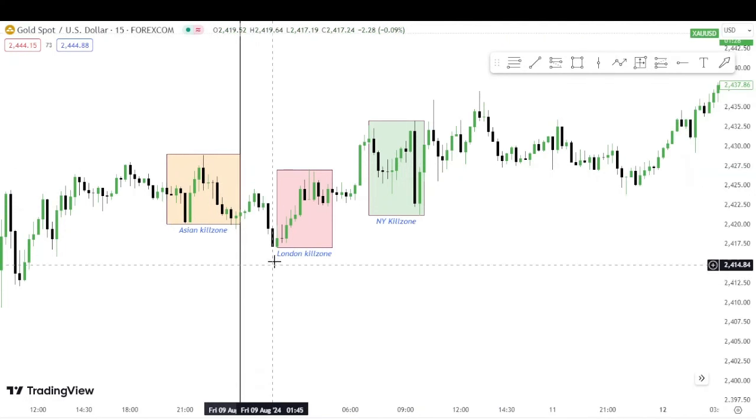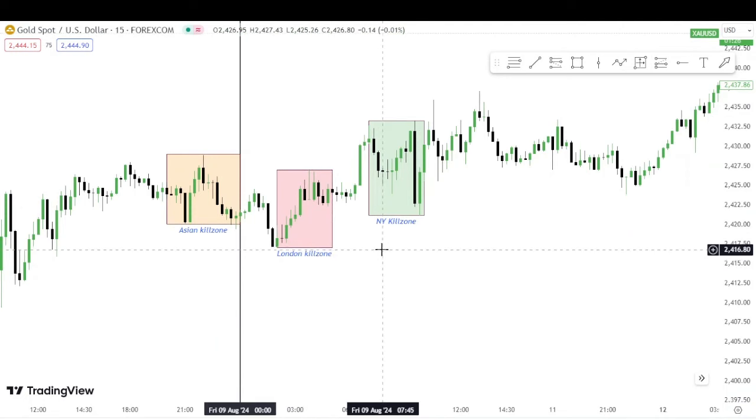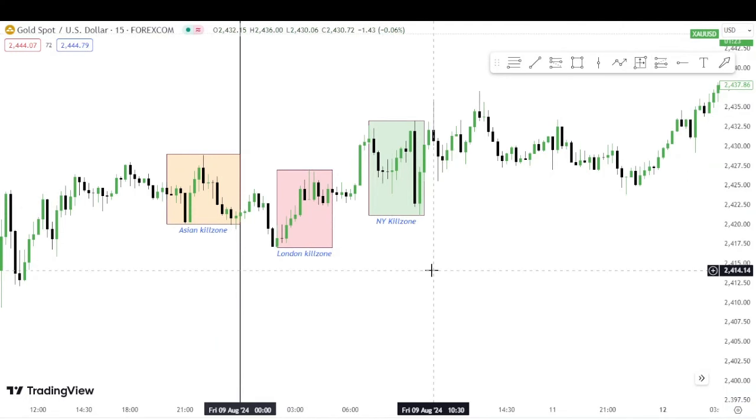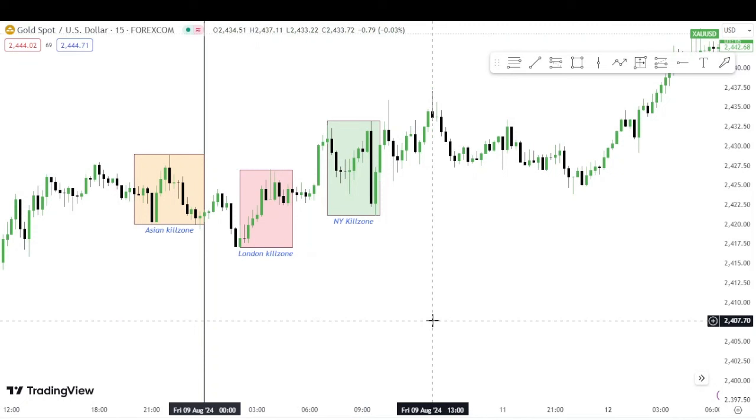And the London session is from 2 a.m. to 5 a.m. and the New York kill zone is from 7 a.m. to 10 a.m. It depends on your pair, in which session it has volatility, and in which session you want to trade according to your time schedule or anything.